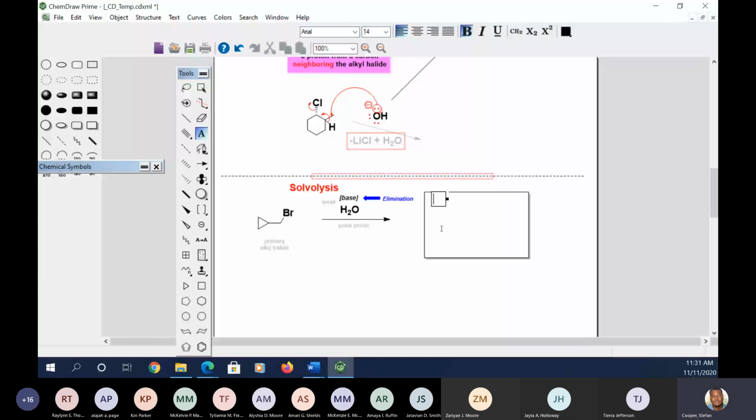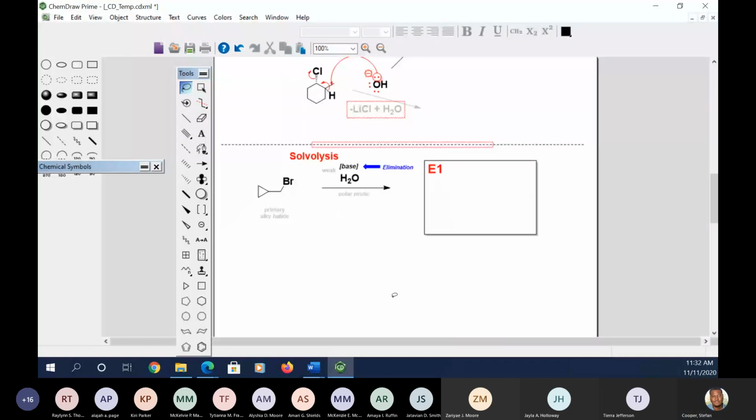E1. This is favoring the E1 mechanism. That's right. That's very important to recognize, right? You have to recognize which mechanism you're using because it changes how the mechanism works, right? So what is the first step? What is the first step in an elimination process? Sorry, in the E1 elimination process.